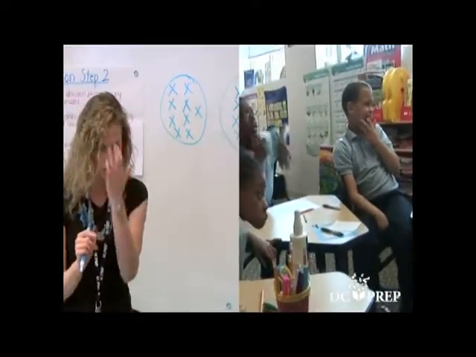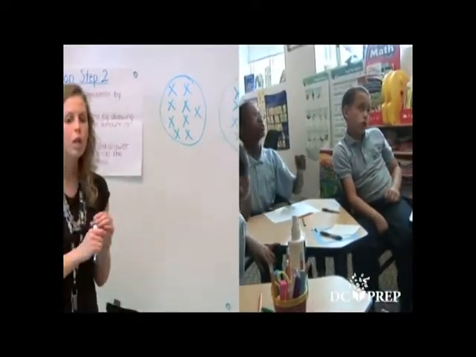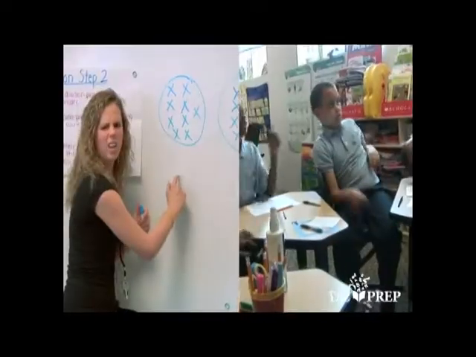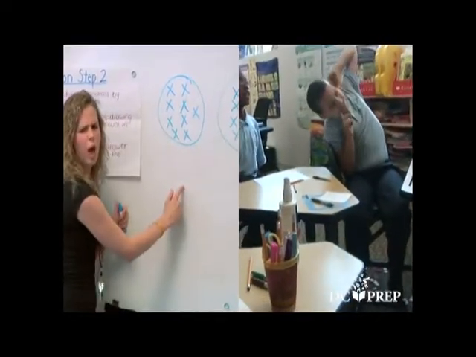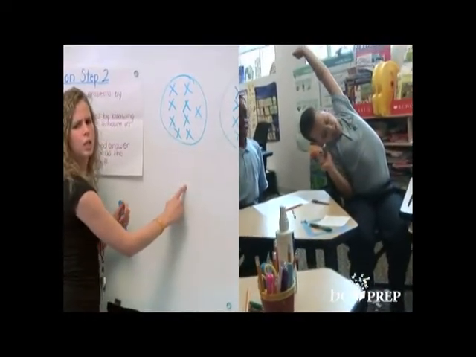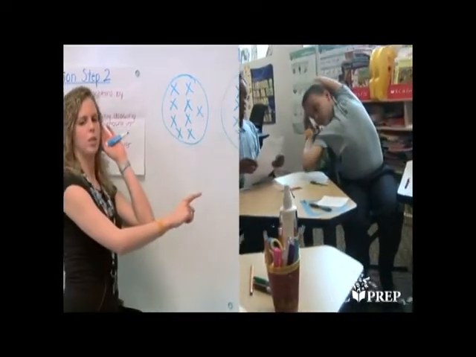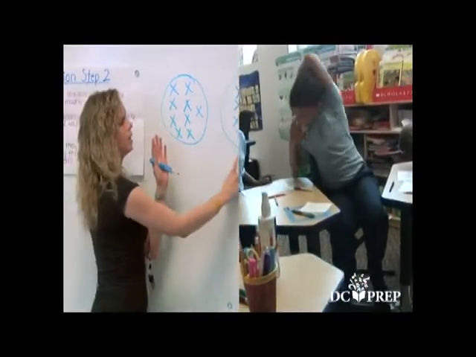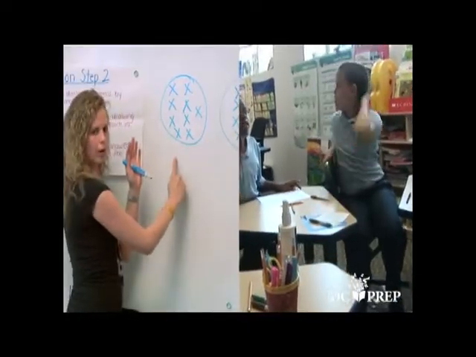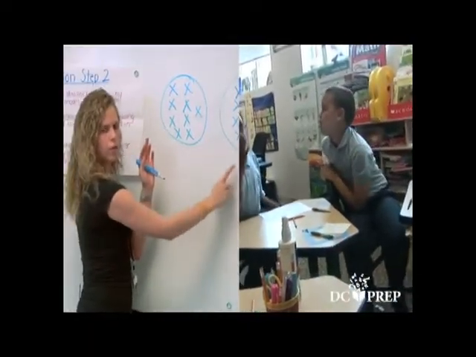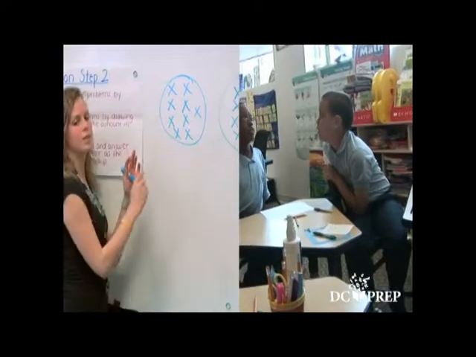What is that, Jason? You have to count how many are in each group. Why? Because I have to make sure they're what? Wait, Jason, can you answer my question? Why do I need to count how many are in each group? What do I have to make sure of? If it's equal. If it's equal, let's count.